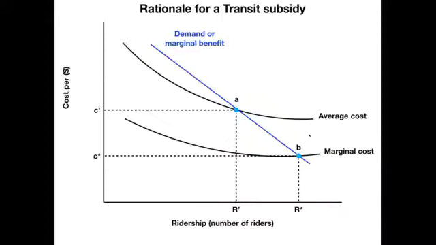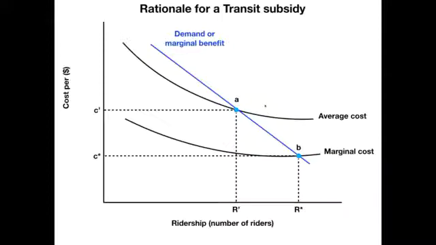However, there should be a subsidy provided to the firm providing this public transportation, equivalent to what their losses are at the socially optimal level. So make sure you realize that this is the rationale.